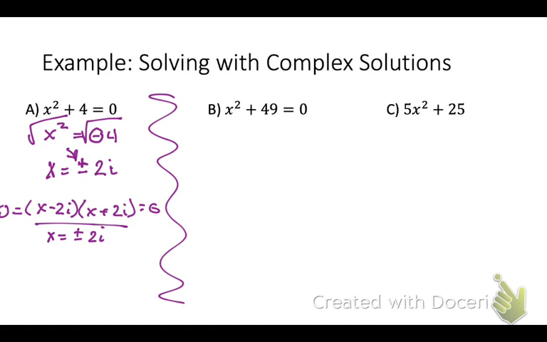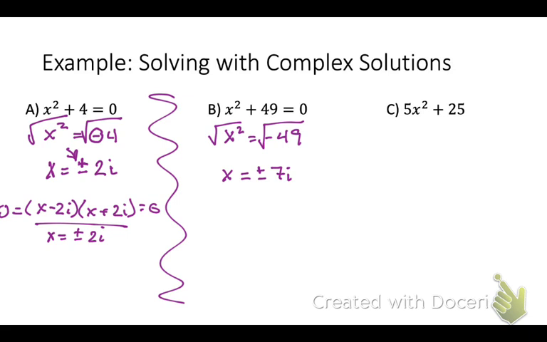Okay. So what are you going to do with this one? Are you going to subtract 49 or are we going to factor it? I subtracted it. So x squared equals negative 49. And then square root it, and then it would be x equals plus or minus 7i. Okay, what about the next one?